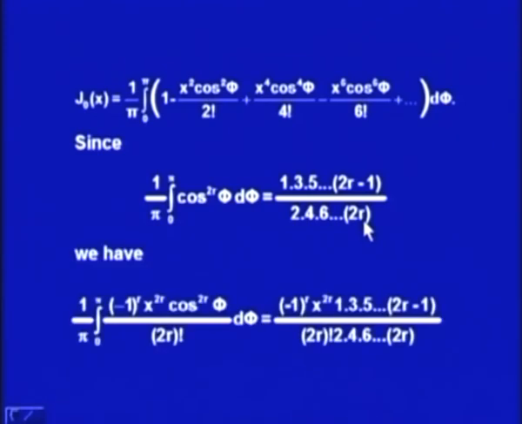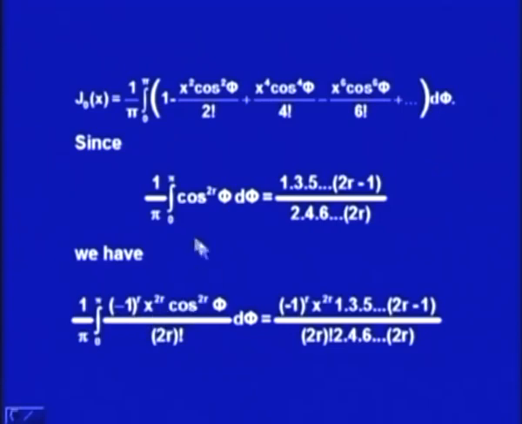So, then we shall have 1 over π integral 0 to π (-1)^r into x to the power 2r cos 2r φ over (2r) factorial dφ. Now, this is nothing but the general term of this expansion. We have taken the general term from this expansion and evaluated the integral of that with respect to φ over the interval 0 to π and multiplied by 1 over π.